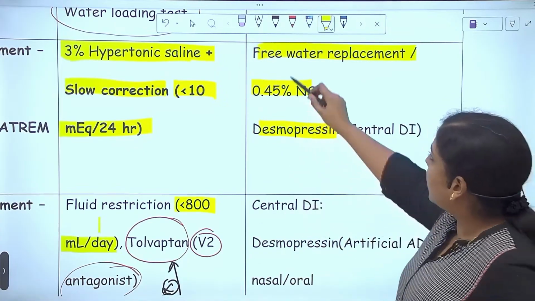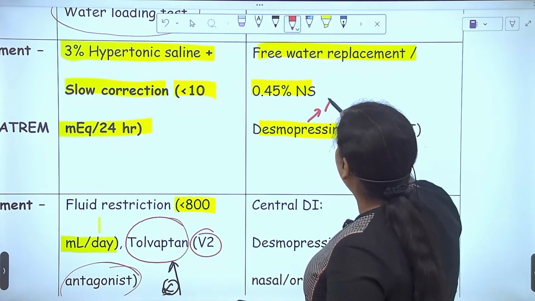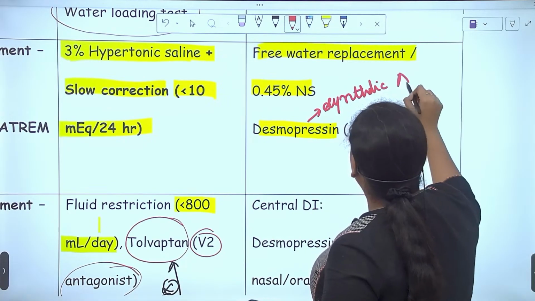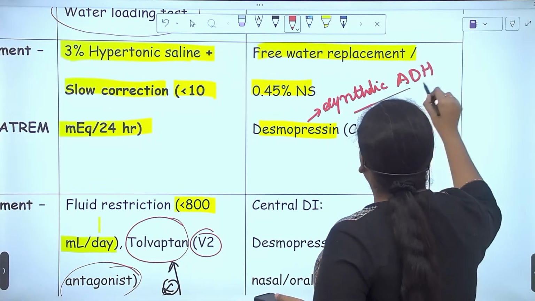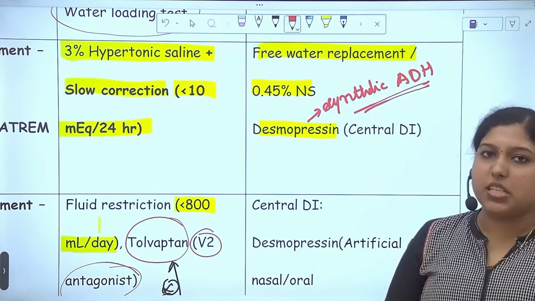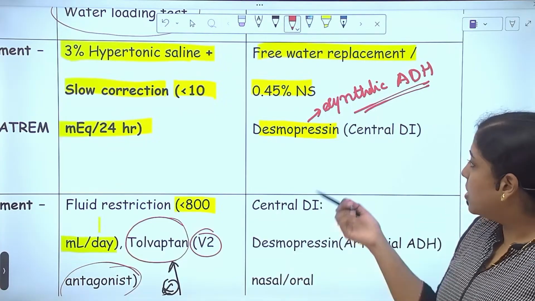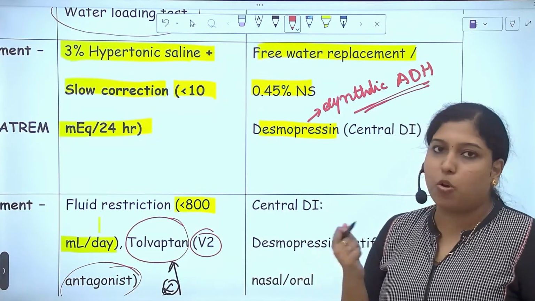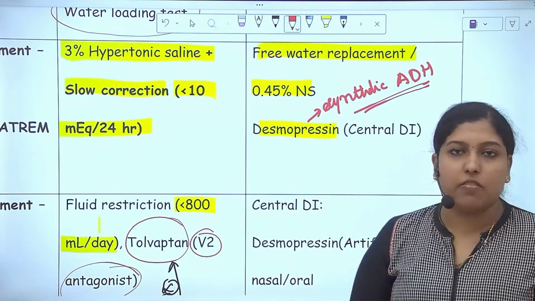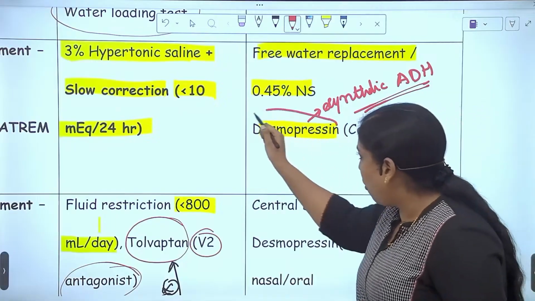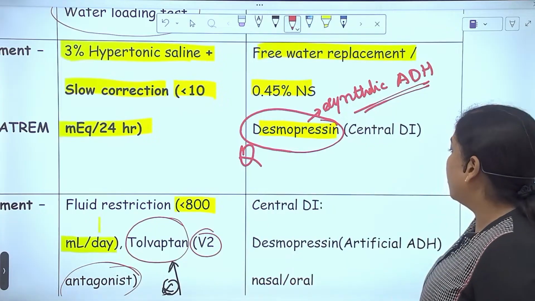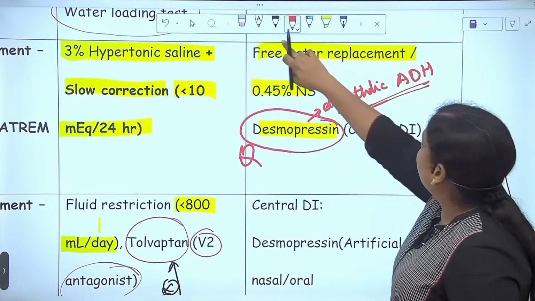So desmopressin is a synthetic form of ADH. It is a synthetic ADH which is produced artificially, and it is given as a replacement for your antidiuretic hormone. Since in case of central diabetes insipidus, the problem is in the reduced amount of ADH, so obviously synthetic ADH we can give. The name of the drug is desmopressin, which is again a question point. Right.